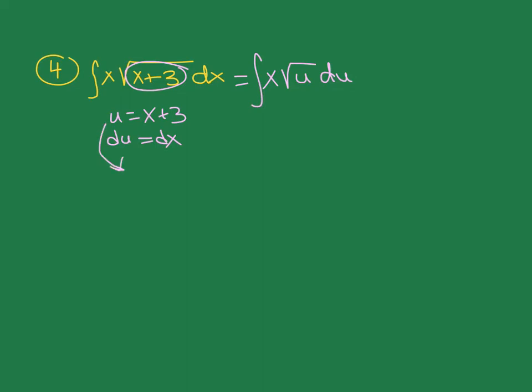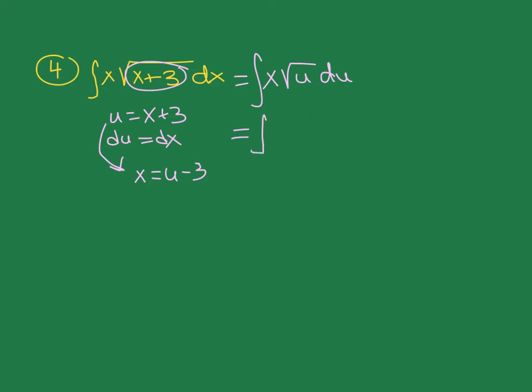I can take this u and I can rewrite it. I can solve it for x. So if I subtract 3 from both sides, this can be rewritten as x equals u minus 3. Now you might be thinking, how does that change anything? Actually, it changes it a lot. It makes the problem solvable now.